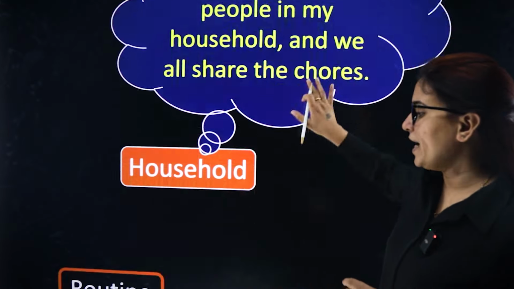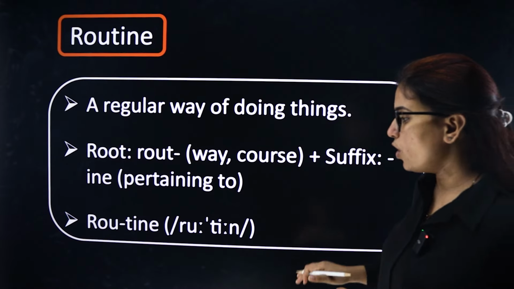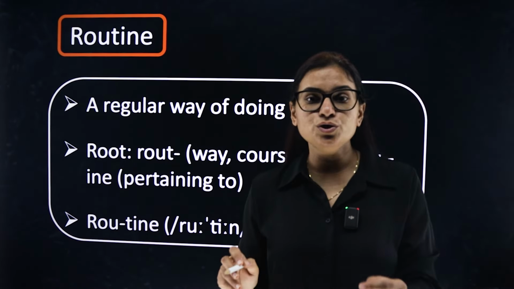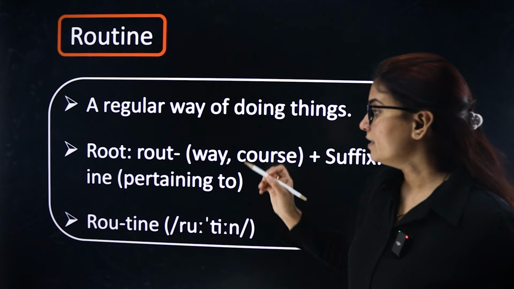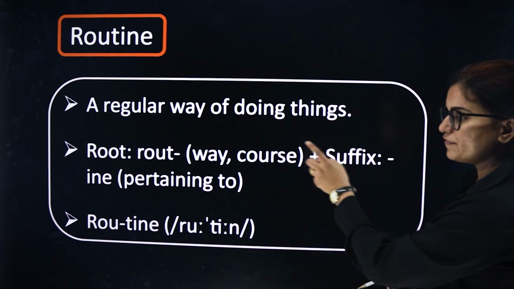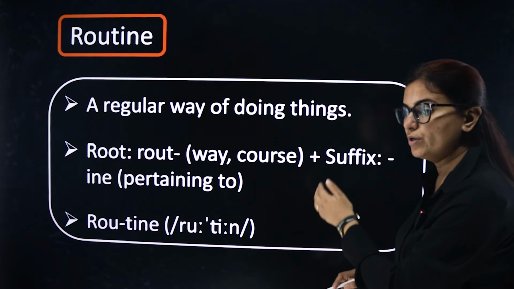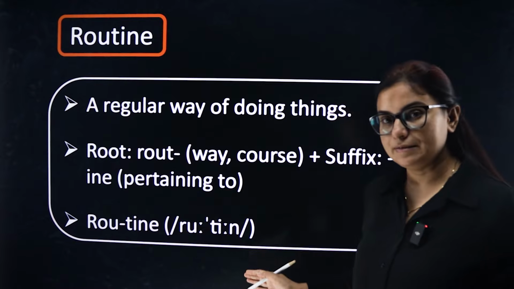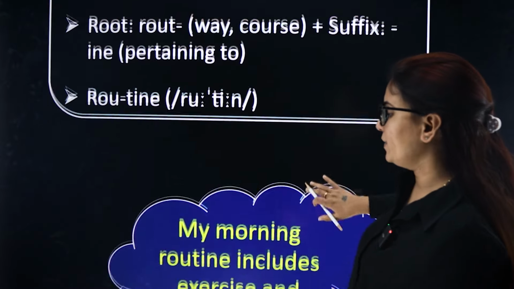The next word we have is routine, a regular way of doing things, the way you do your activities every single day. It's derived from the word route, which means the way, and the suffix -ine, pertaining to. The way you do certain activities in a day is called routine. Alright, let's look at a quick example.